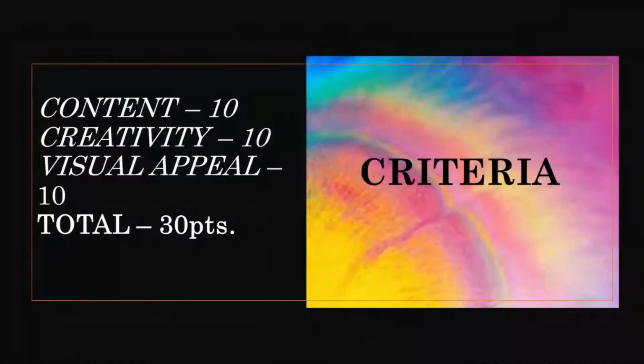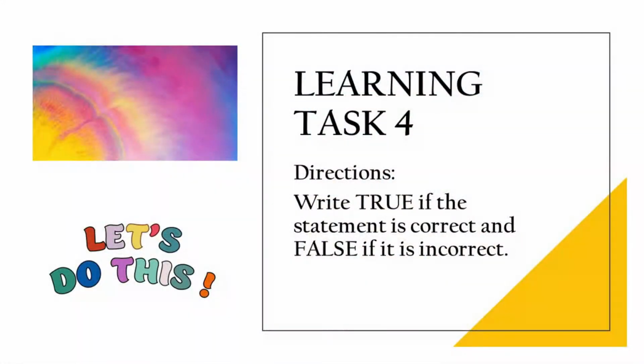For the criteria of your work, we have the following: content, 10 points; creativity, 10 points; visual appeal, another 10 points, for a total of 30 points. If you are done with the activity, you may pass your work to your teachers. Let us now proceed to the next activity. You will again need your paper and ballpen to do this.